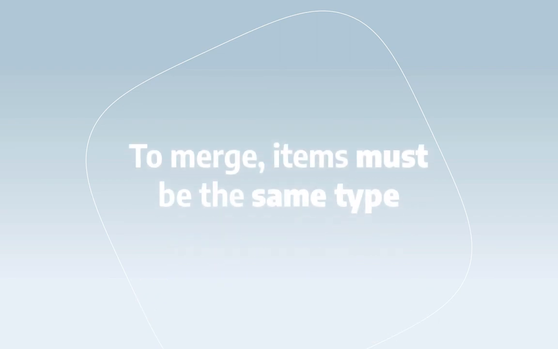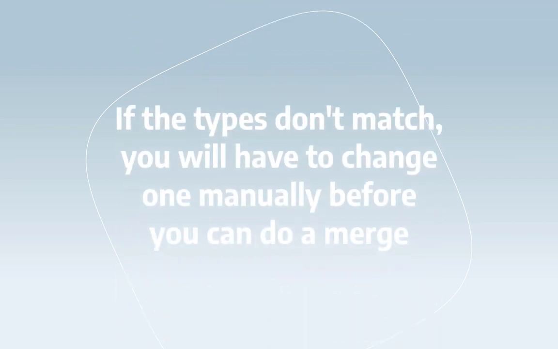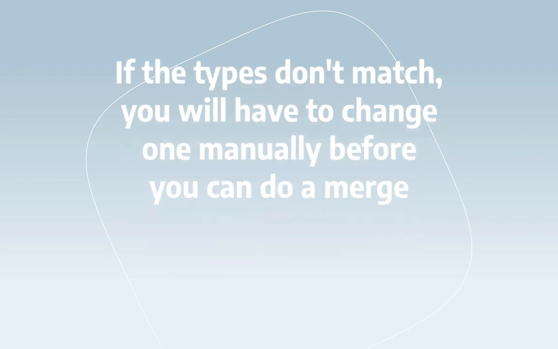And the only caveat here is that the items must be the same type for the merge to work. So you can't merge a blog post and a web page, for example. In this case, you might have to change the item type of one of your duplicates so that they match before you can merge them together.